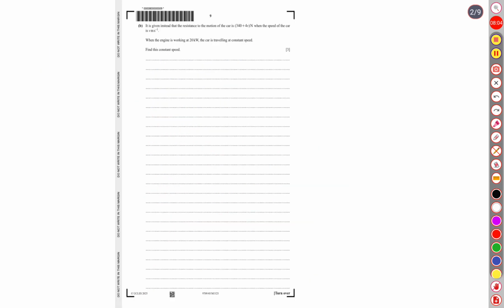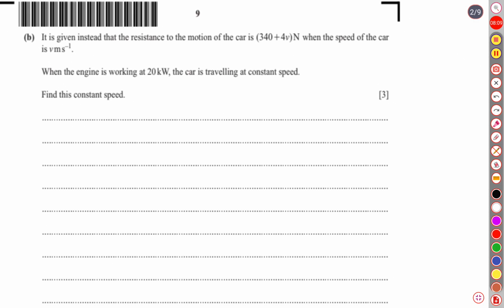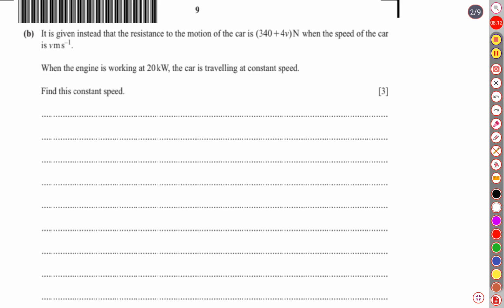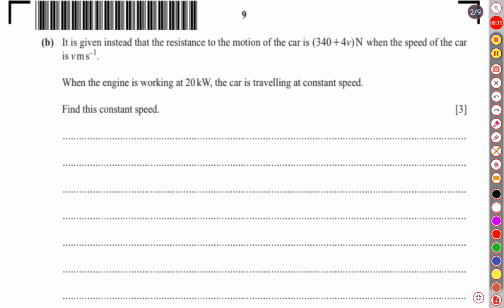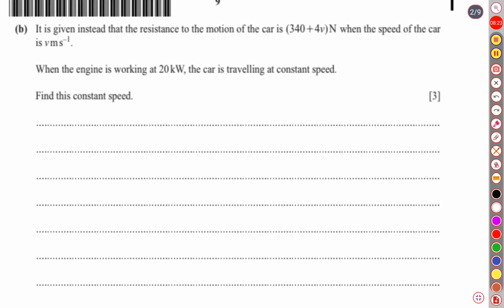The next question says, it is given instead that the resistance to motion of the car is 340 plus 4V Newton when the speed of the car is V meter per second. When the engine is working at 20 kilowatt, the car is traveling at a constant speed. So we are going to find the constant speed. We are going to apply the same concept, and the direction of the car is still the same, that means horizontal, straight to the horizon.